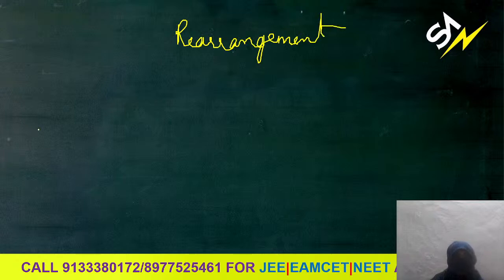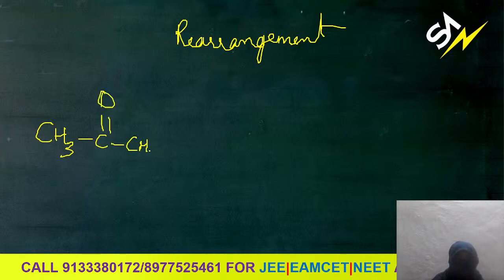Now, the last reaction is rearrangement. The name says the atoms are getting shifted, rearranged. I think the best example to explain this is keto-enol tautomerism. So this is the ketone form. Immediately it changes. What happened? This bond shifts here, hydrogen shifts here to the oxygen. It leads to formation of CH3.